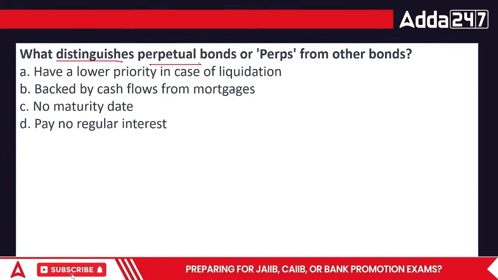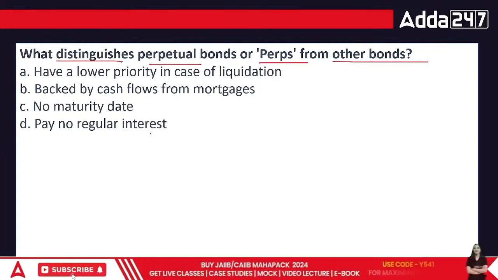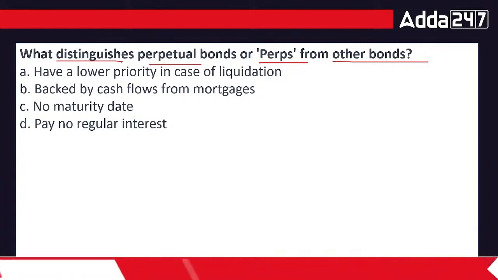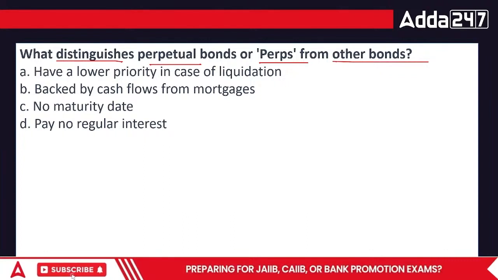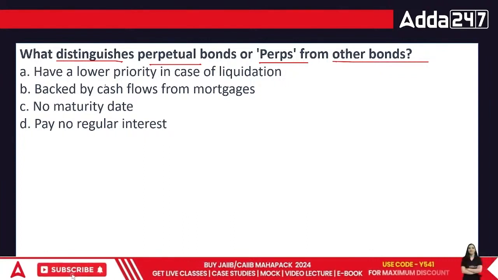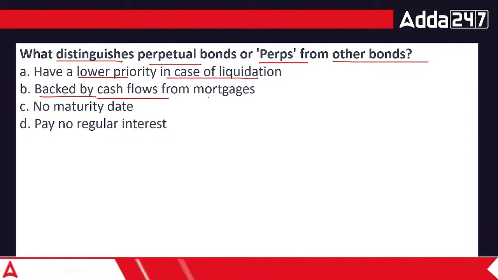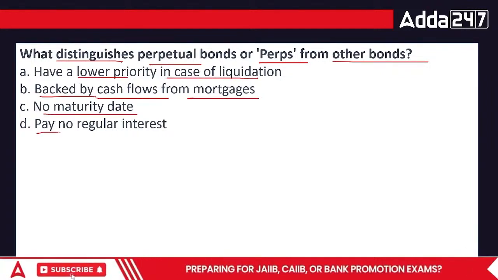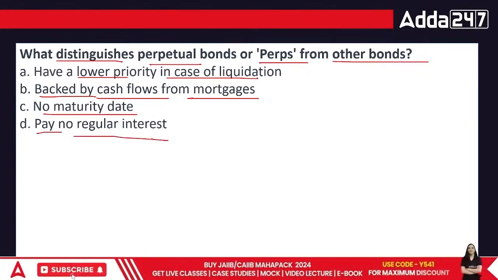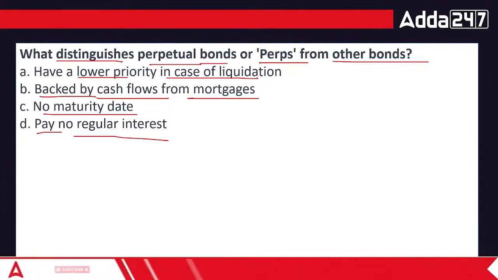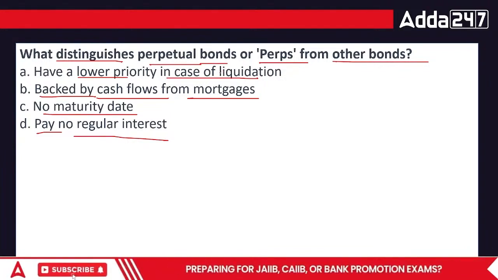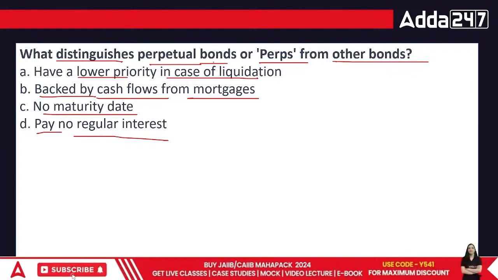What distinguishes perpetual bonds or perps from other bonds? Perpetual means which has an endless life, a very long life, I would say. In this case, these have a lower priority in case of liquidation, backed by cash flow for mortgages. There is no maturity date or regular interest. Perpetual bonds are those where, until the time the company isn't dying, we are not paying it.